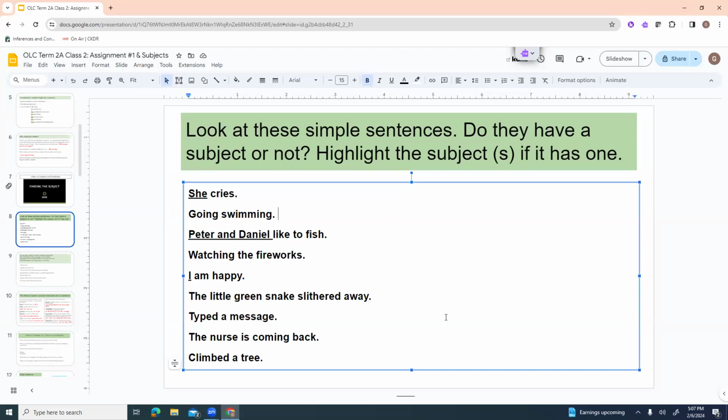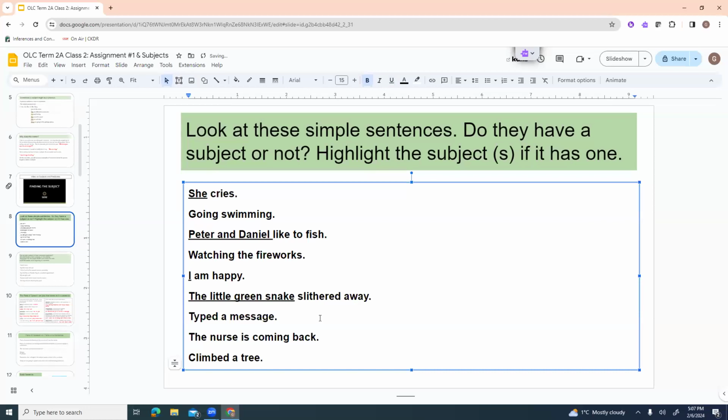The little green snake slithered away. Is there a subject there? Well, it's slithered, and right before slithered is the animal snake. Snake is our subject, and the whole phrase is the little green snake. So I'm just going to kind of underline that so you get used to it.